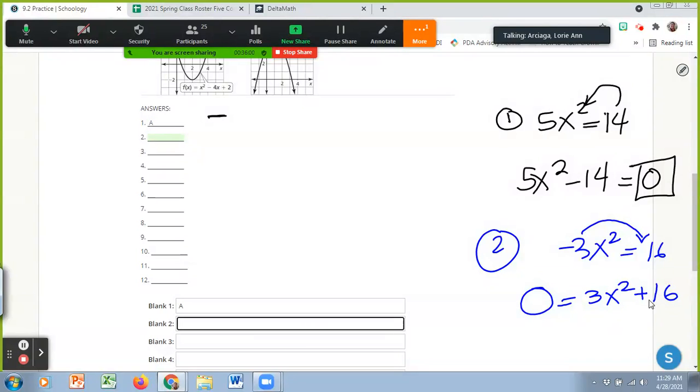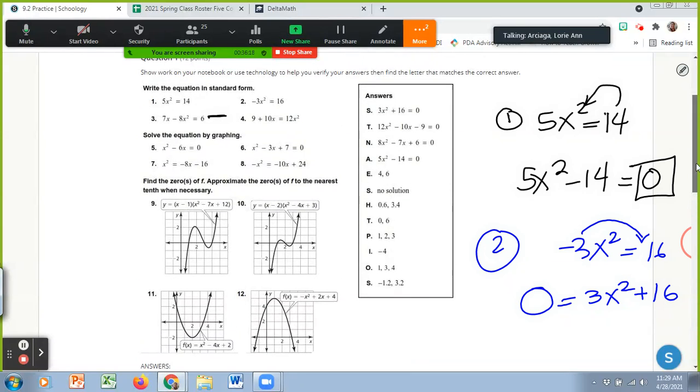Where can you find this? Maybe it was just reversed, but it's the same thing. Maybe the 0 was here and the 3x squared plus 16 is on the left. But that should be the same thing. Yep. They're both correct. S. Very good. Okay, now let's find number 3.